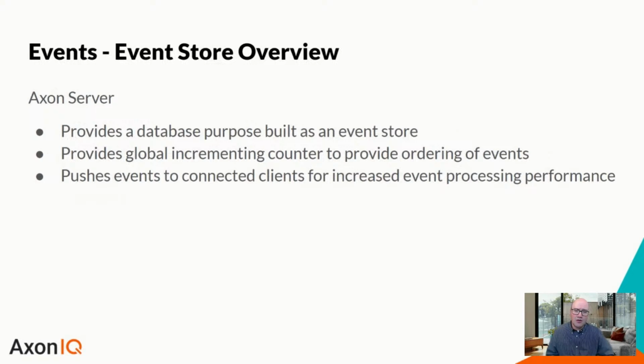And finally, one of the big aspects that Axon Server provides as an event store is it can push events as they arrive in the event store to interested event processors. So this allows for increased performance, because the event processor is not having to constantly poll Axon Server to find events. Rather, Axon Server is delivering them to the event processors.